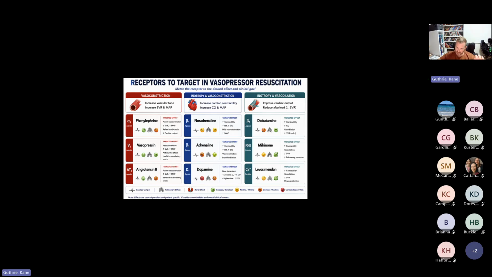PDE3 inhibitors, so milrinone, is something they might use a bit in CCU. Same with calcium sensitizers like levosimendan. We're generally not going to reach for them in ED, and they're more for the extended cardiogenic shock that they're managing up in CCU.